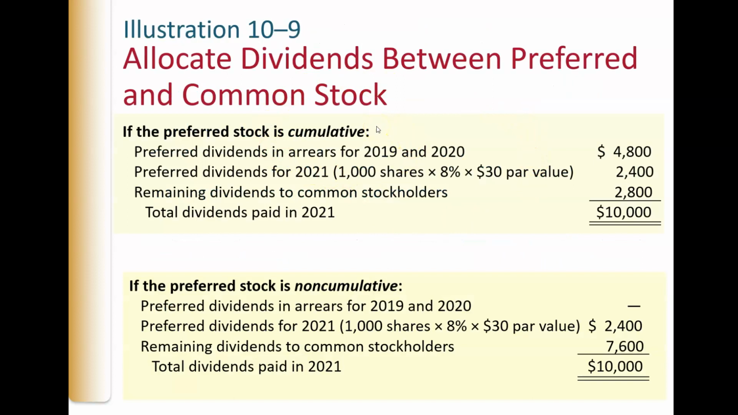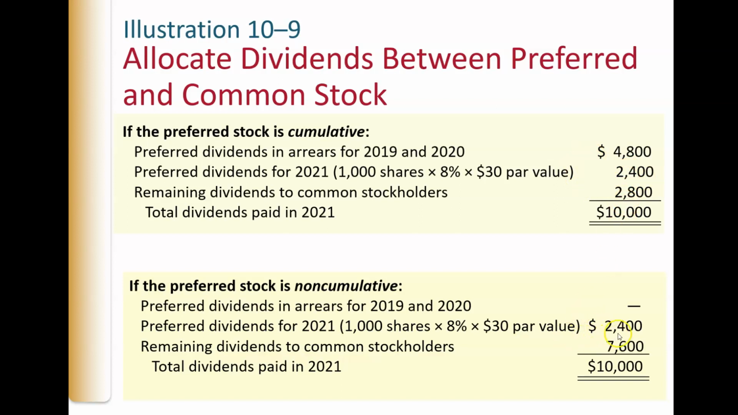Mostly we're going to talk about preferred stock that's cumulative. If preferred stock is cumulative, that means that anytime you issue dividends, you have to pay preferred shareholders first. For this company, they didn't pay dividends in 2019 and 2020, and they're going to pay dividends in 2021. First, they have to go back and pay the dividends for 19 and 20 to preferred shareholders, then pay 21 to preferred shareholders, and then what's left over goes to the common stockholders.